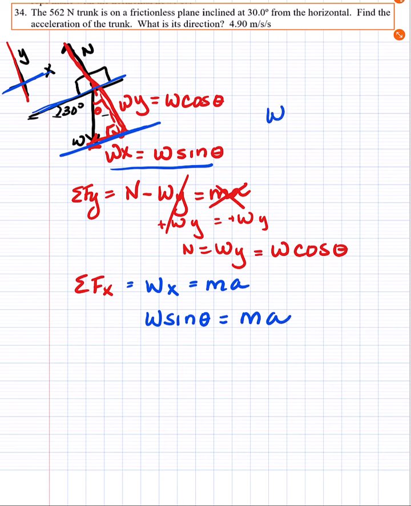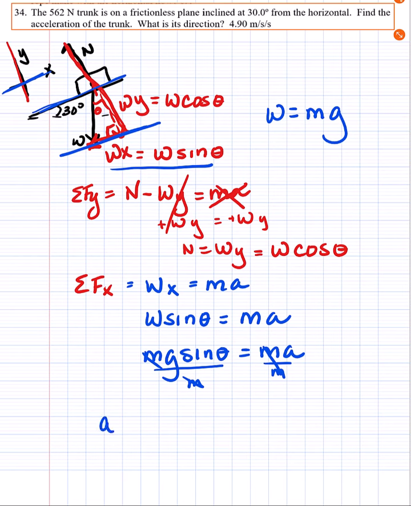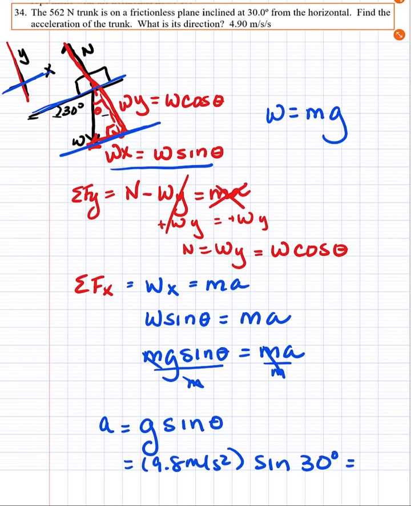What is w? In the previous videos, we learned that weight is equal to mass times gravity. So I'm going to substitute in for weight, which is mg sine theta equals mass times acceleration. If you notice, the masses cancel out. I have a mass here, I divide here. I have a mass here, I divide here. This tells us acceleration is just equal to g sine theta, in which g is 9.8 meters per second squared times sine theta, which is 30 degrees. And if you plug this into your calculator, you should get around 4.90 meters per second squared.